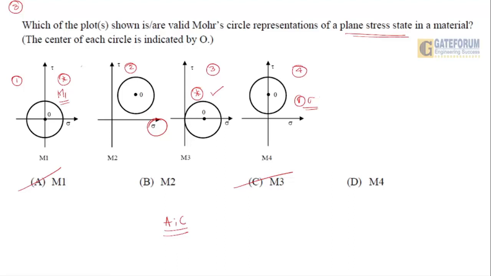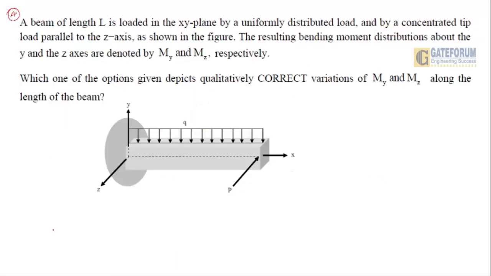Moving to the next question. A beam of length L is loaded in the XY plane by a uniformly distributed load and by a concentrated tip load parallel to the Z axis, resulting in bending moment distributions about the Y and Z axes denoted by My and Mz.